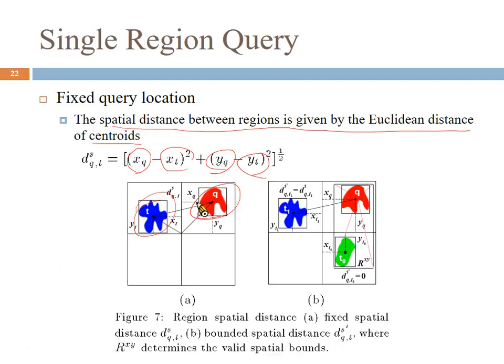So we can compare the spatial distance between two regions. And if an image consists of a region whose location is close to our target, then we can return this image.